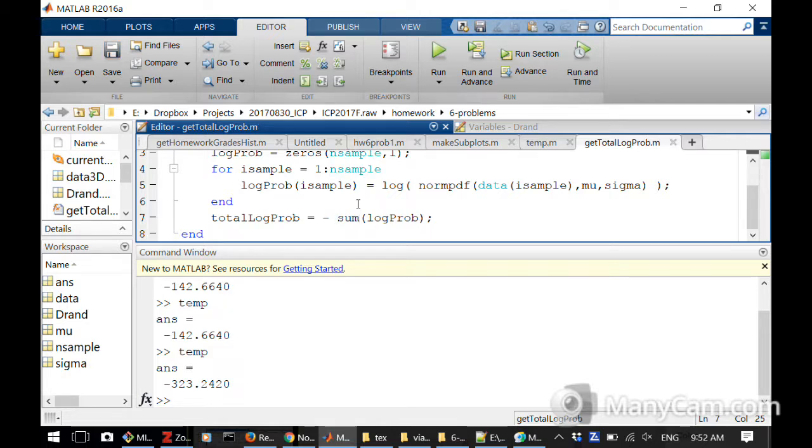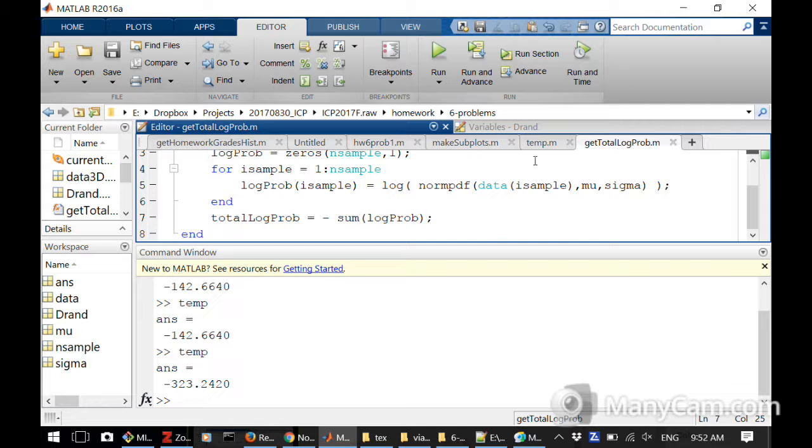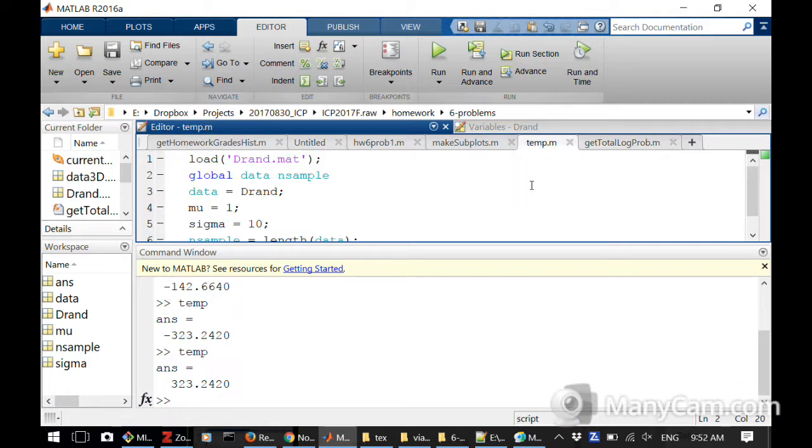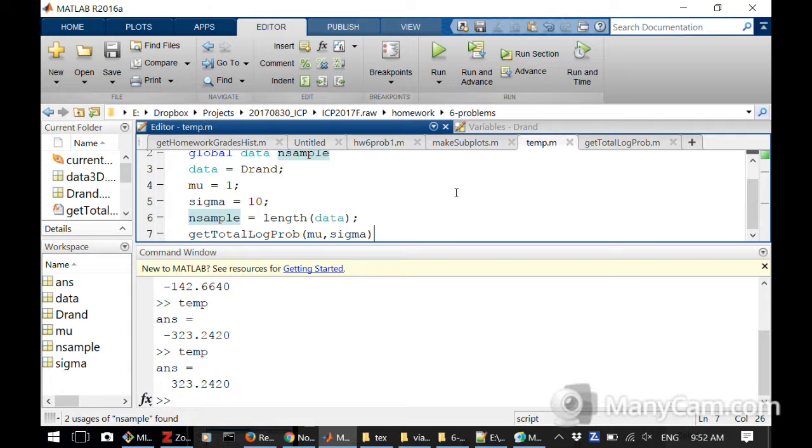And that's it. So now if I run this code again, temp, it's going to give me a positive result because I have multiplied the likelihood by a negative sign. So now our goal is to pass this function that I have written, get total log prob, to fminsearch in order to find the best fit values for my function.